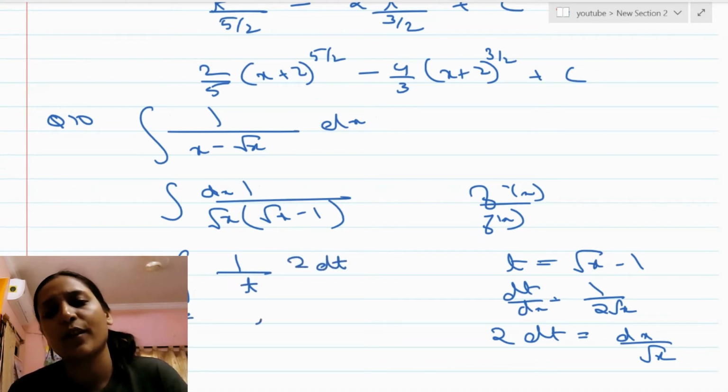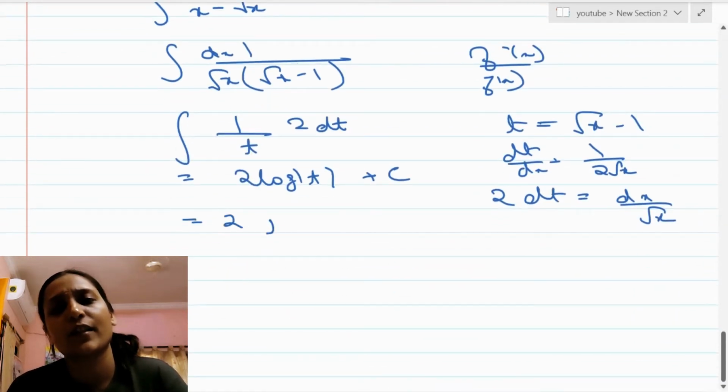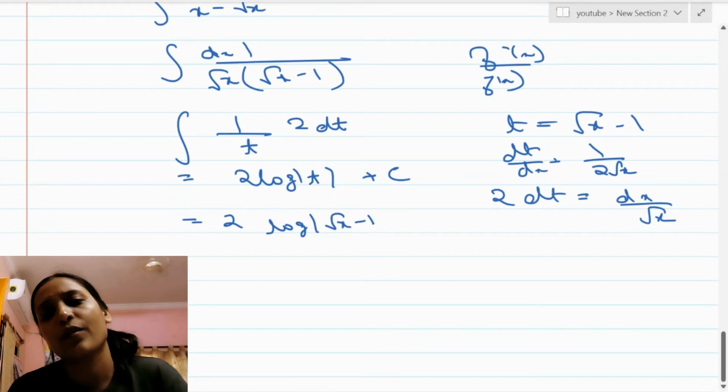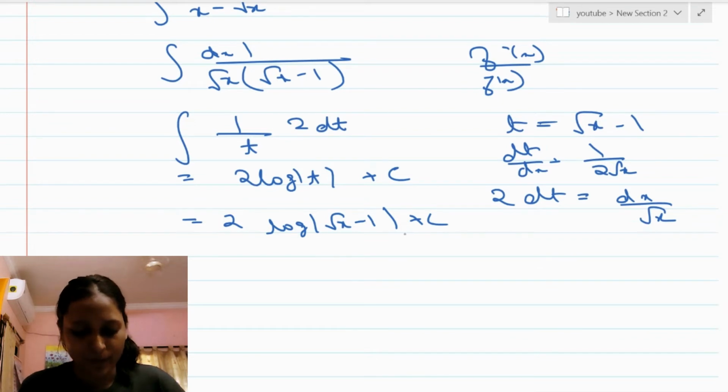So integral of 1 by t is going to be log mod t, 2 times of this plus c, and as we have taken t as root x minus 1, this would be 2 times log mod root x minus 1 plus c. Let's move ahead with the next question now.